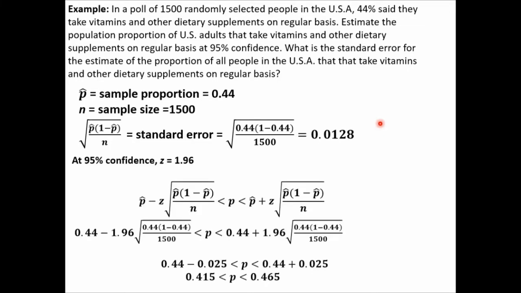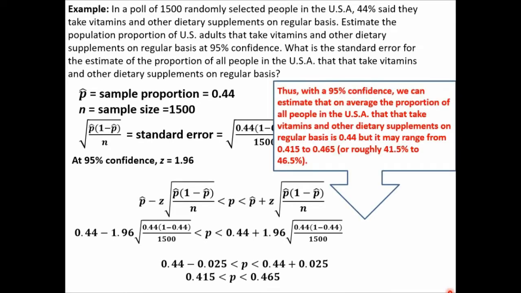We need the standard error anyway to be able to do the interval estimate. So at 95%, we have a z-value of 1.96, and here is the expression for the estimation. The lower limit of the estimation is p hat minus z times the standard error, and the upper limit is p hat plus z times the standard error. We have all the values: p hat is 0.44, z is 1.96 at the 95% confidence level, and the standard error uses p hat 0.44 times 1 minus p hat divided by the sample size of 1500. That gives us the interval estimate from 0.415 to 0.465.